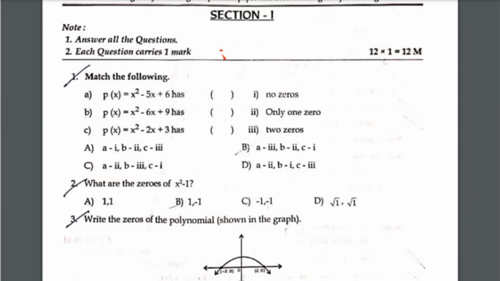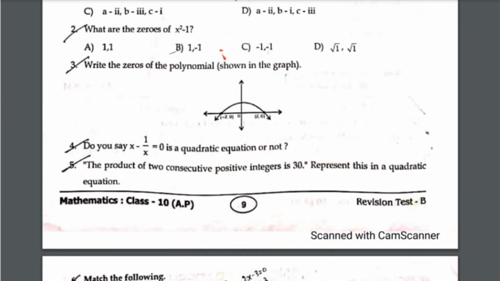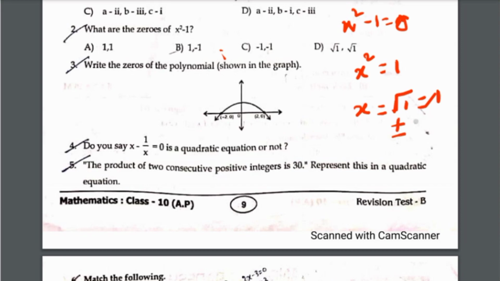The next one is, what are the zeros of x square minus 1? So what you do there, x square minus 1 equal to 0. Then x square equal to 1. So x equal to root 1. Root 1 means you can take plus or minus 1. So plus or minus 1, option B.